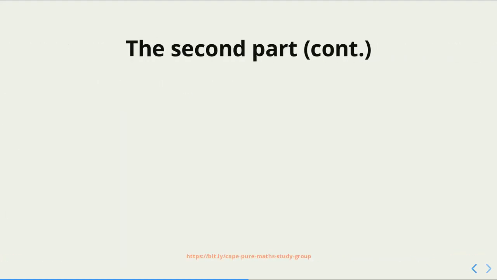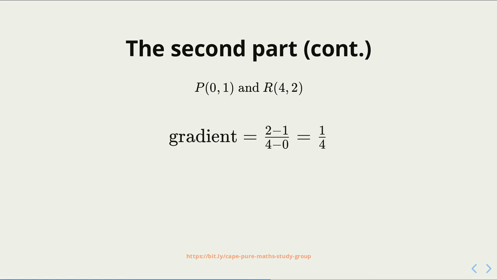And finally, moving on to the line PR, where P is at the point (0,1) and R is at the point (4,2), we determine its equation as follows. The gradient is equal to the y-coordinate of R minus the y-coordinate of P divided by the x-coordinate of R minus the x-coordinate of P, which is equal to a quarter. The y-intercept is equal to 1 because P, which already lies on the y-axis, has a y-coordinate of 1. Therefore, the equation of the line through P and R is given by y = 1/4 x + 1.